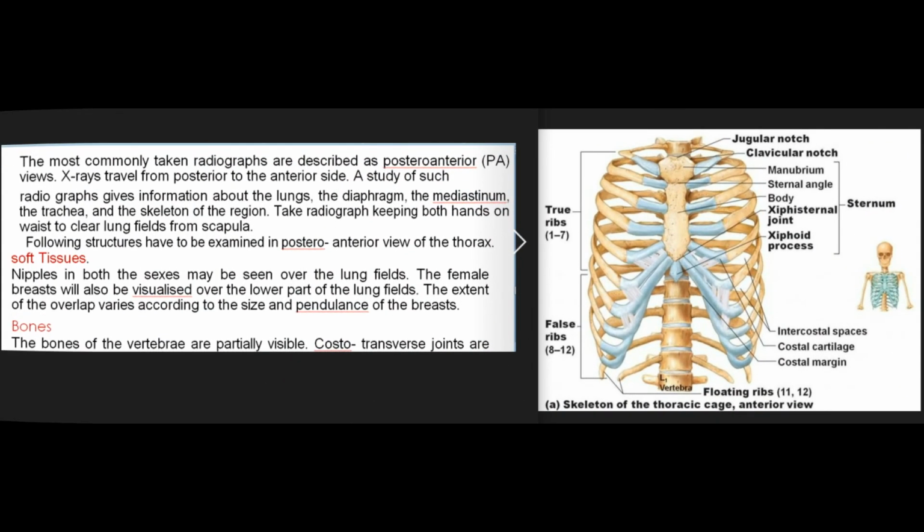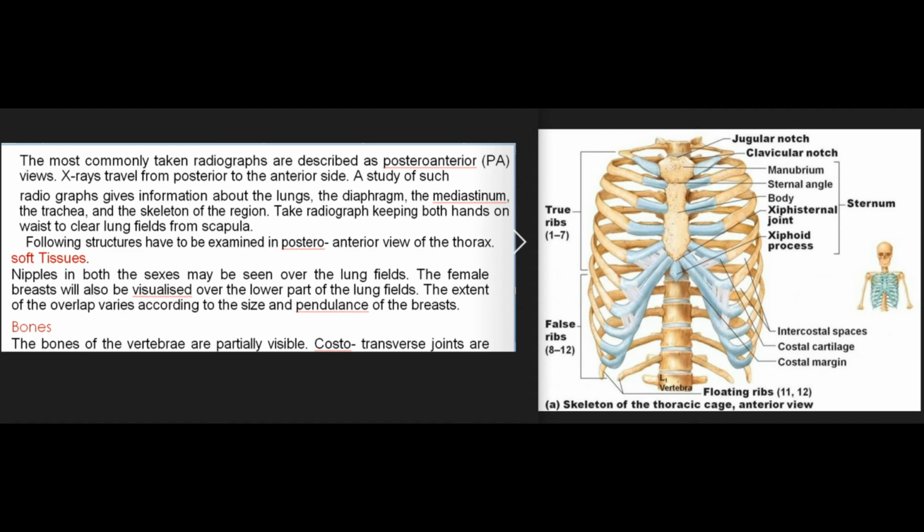The most commonly taken radiographs are described as posteroanterior, PA, views. X-rays travel from posterior to the anterior side. A study of such radiographs gives information about the lungs, the diaphragm, the mediastinum, the trachea, and the skeleton of the region. Take radiograph keeping both hands on waist to clear lung fields from scapula. The following structures have to be examined in postero-anterior view of the thorax.